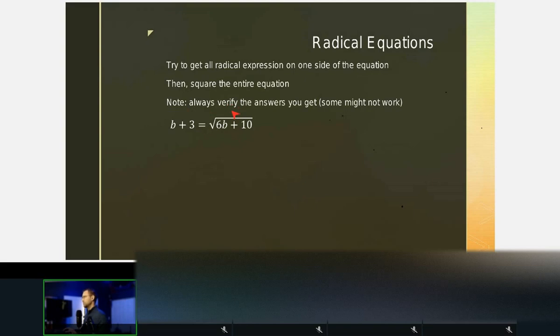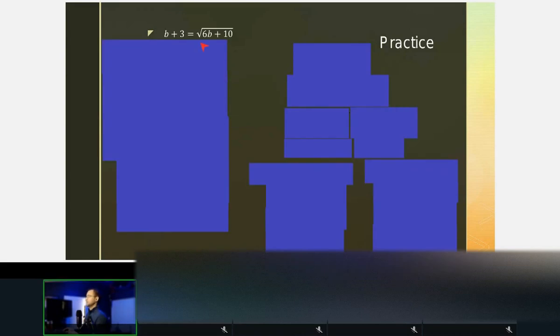Oh, and then the last piece. Note, when we get our answers, we could actually have more than one answer. We have to check our answers to make sure they are correct. Even though we get them, we say this equals this, doesn't mean they're true answers. And we'll see that in the next couple examples. All right, so we got it by itself. We are going to square both sides.